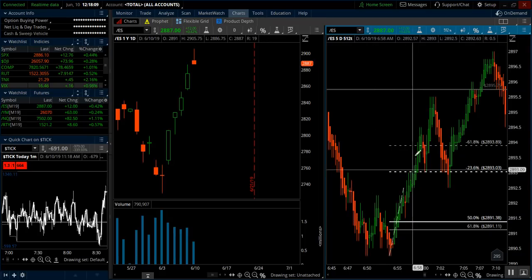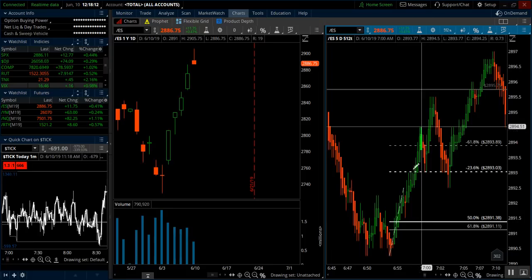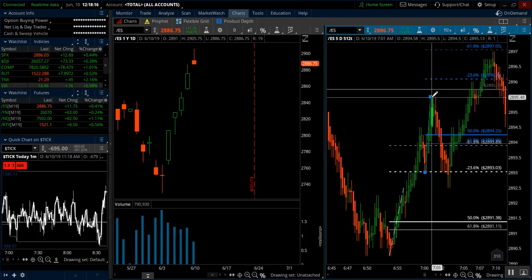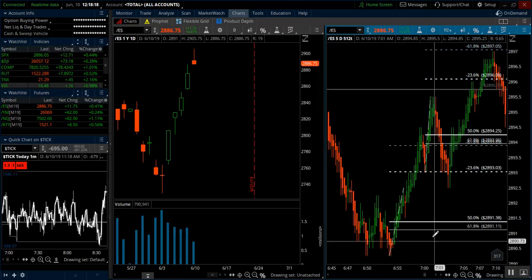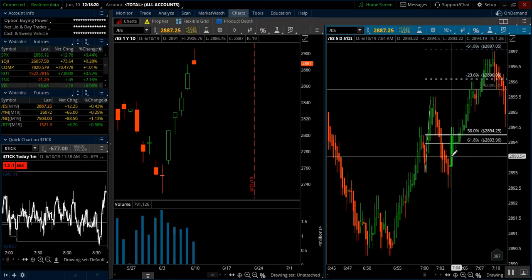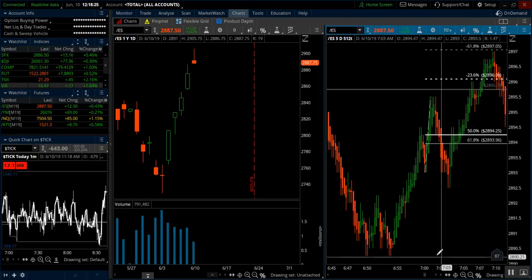I drew up the next retracement, trailed that 61.8, like so. And then drew up the next retracement, trailed that 61.8. And you can see that's where I got taken out up here at 93.50. Nice little trade for a couple of points.